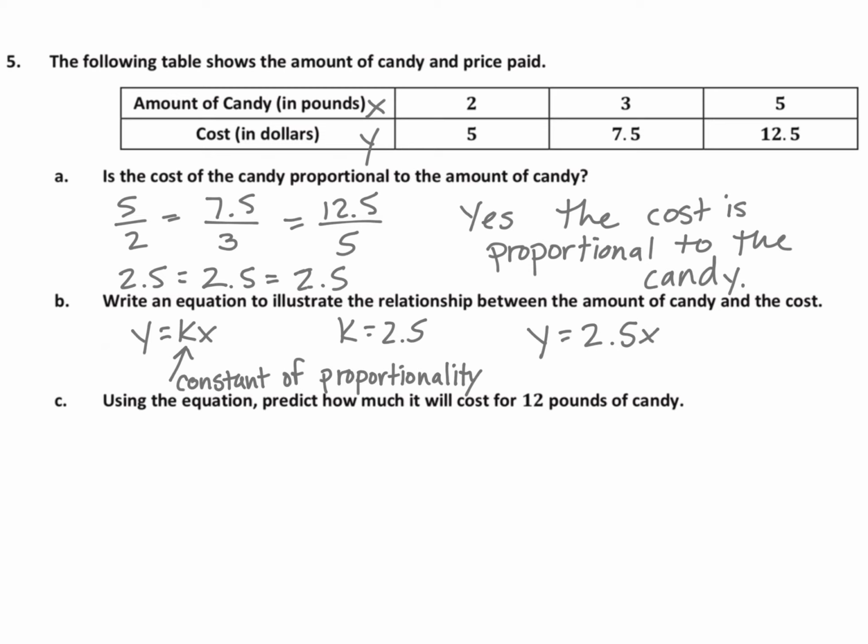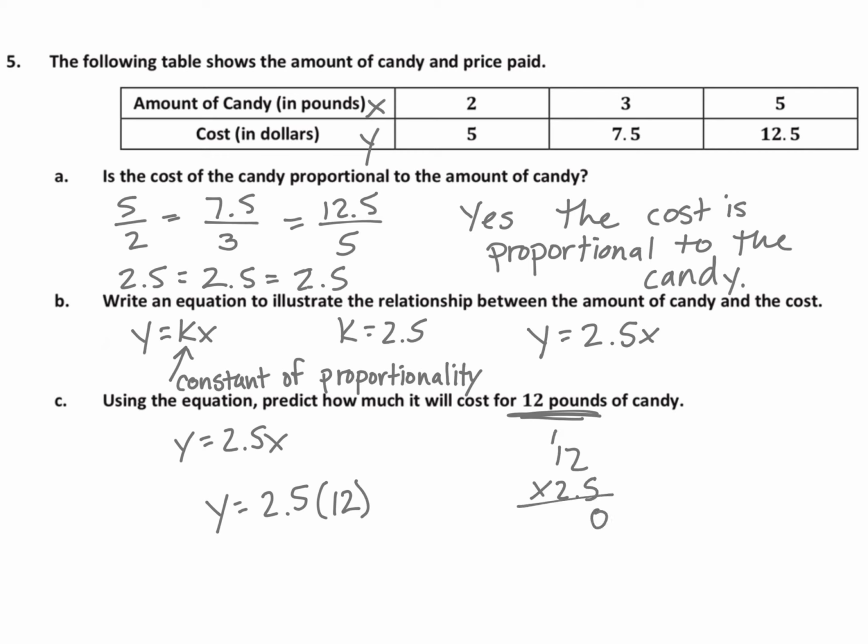C says, using the equation, predict how much it will cost for 12 pounds of candy. Up here, our pounds is the x value. So we're going to put 12 in the x position. Remember, the parentheses and having a variable right next to a number means that we multiply. So 12 times 2.5.